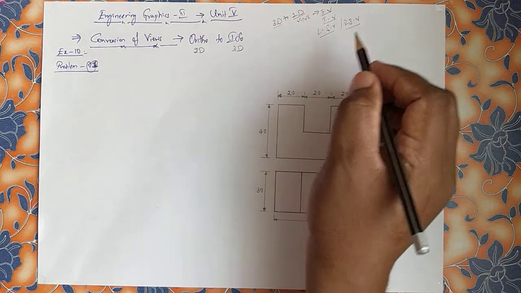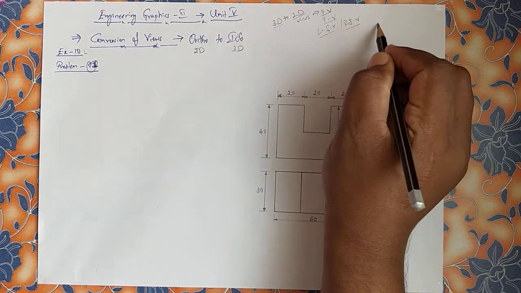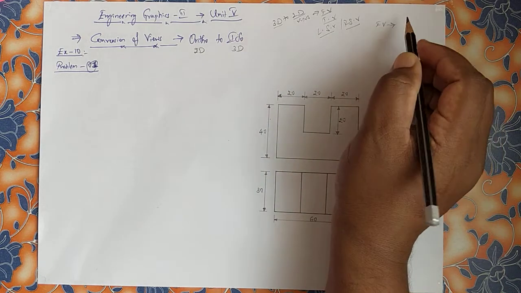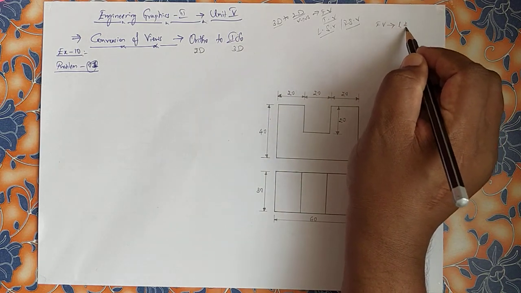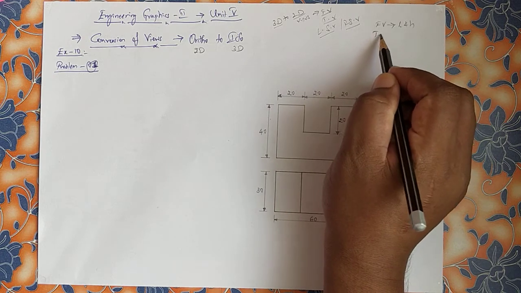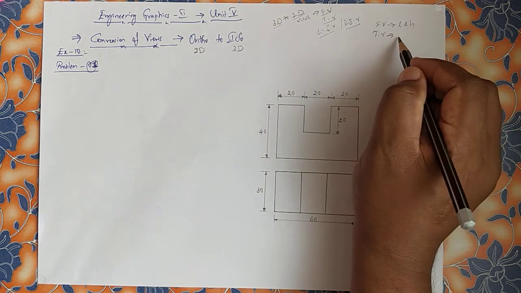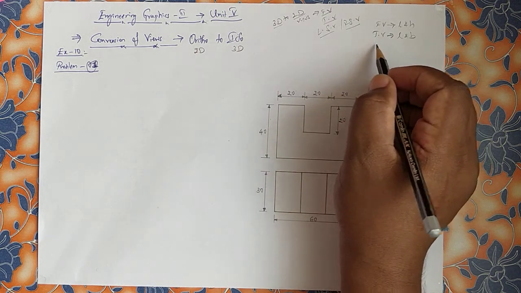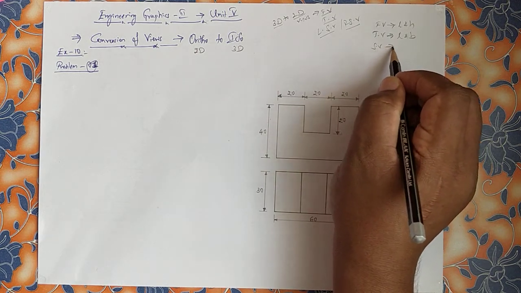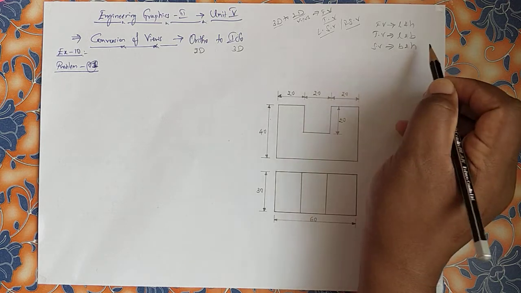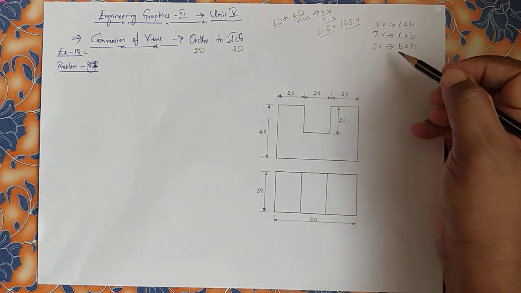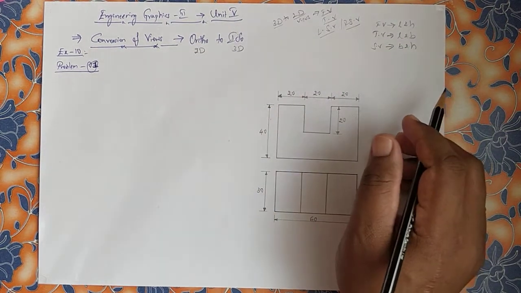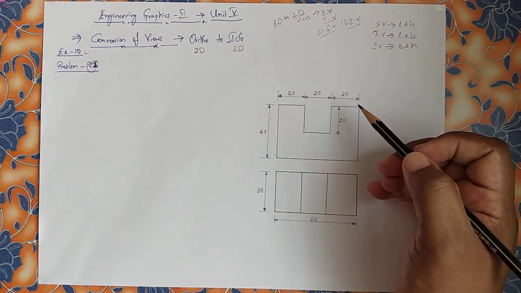You are supposed to remember that the front view will cover length and height. The top view will cover length and breadth. Any side view, preferably left side view or right side view, will cover your breadth and height. Now using these things we are supposed to convert into a 3-dimensional view called isometric view.